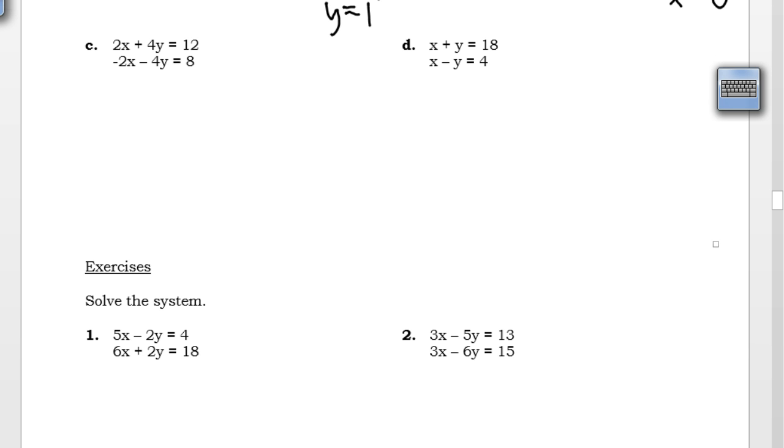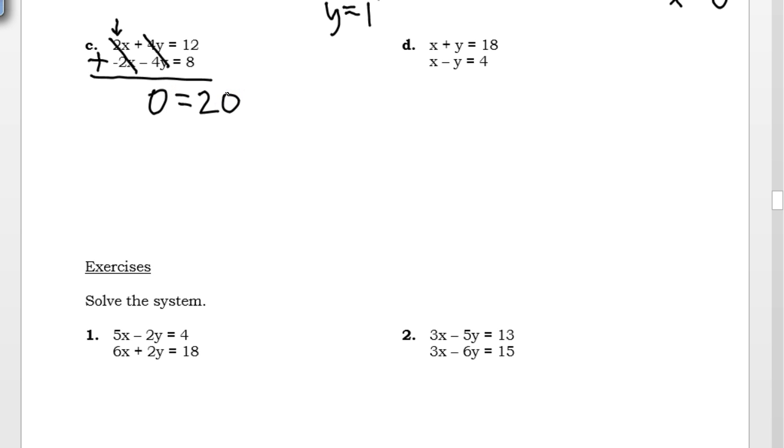Example C shows 2x plus 4y is 12. Negative 2x minus 4y is 8. I look for a match. Well, I see one right here. They're opposites. Positive 2 and negative 2. Opposites tell me to add my equations together. 2x and negative 2x, well, that's 0. But 4y and negative 4y, that's also 0. And 0 does not equal 20. If you ever happen to eliminate both variables, that means no solution.